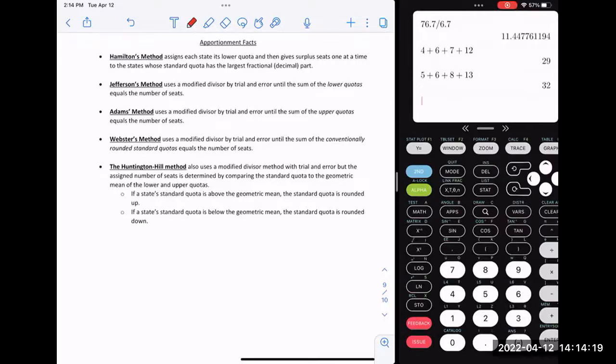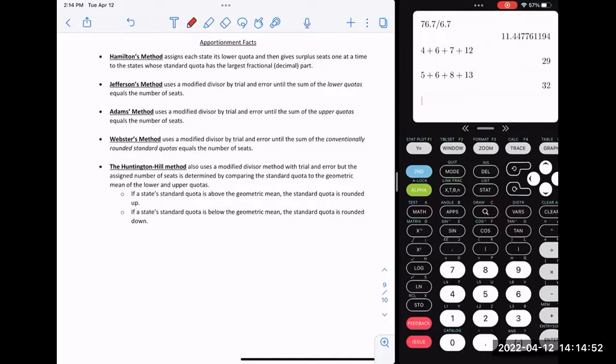So the Huntington-Hill method also uses a modified divisor method with trial and error, but the assigned number of seats is determined by comparing the standard quota to the geometric mean of the lower and upper quotas. So this is a little bit more mathematical. We're going to have to find some geometric means between the lower and upper quotas. So if the state standard quota is above the geometric mean, then the standard quota is rounded up. And if the state standard quota is below the geometric mean, then the standard quota is rounded down.